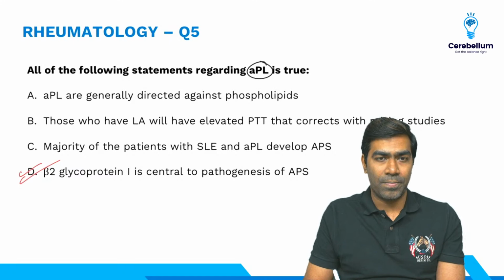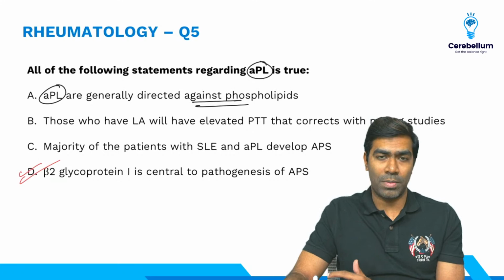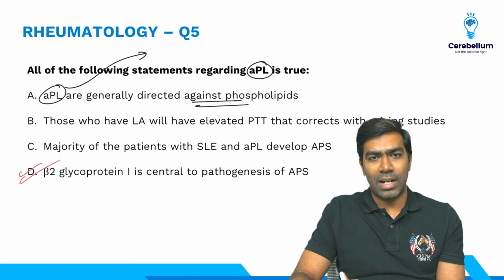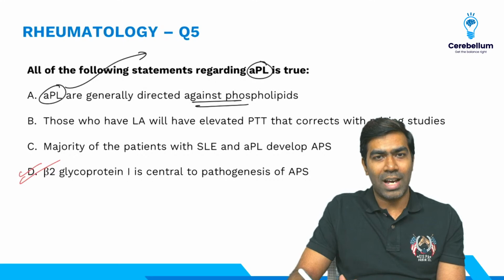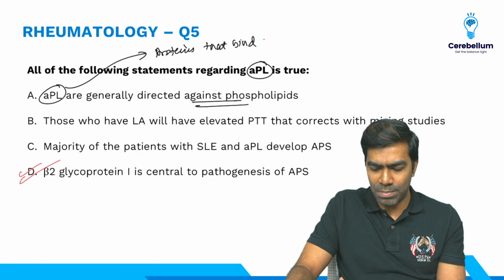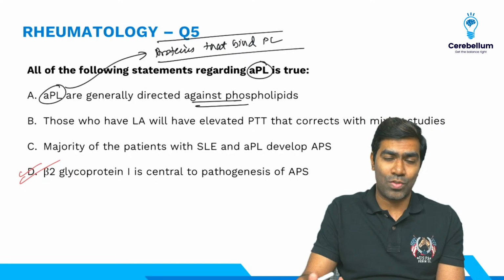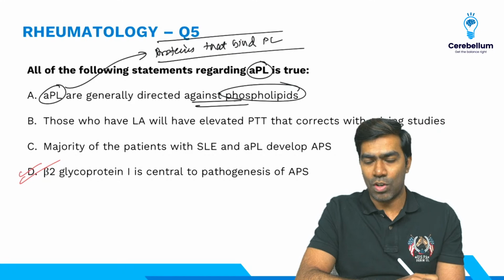So why are the other options wrong? Option A: antiphospholipid antibodies, these are APLs, are generally directed against phospholipids. That's actually not a correct statement. That's a misnomer. These are antibodies against certain proteins that bind phospholipids, like for example annexin A. There are plenty of examples of proteins that bind phospholipids. They are not direct phospholipid antibodies. That's the right statement. They are not directly directed against phospholipids. So this is wrong.